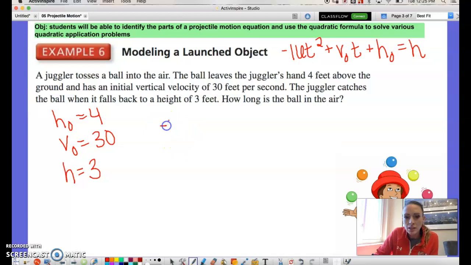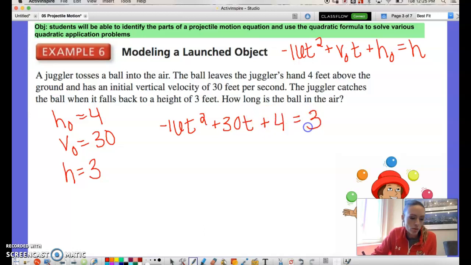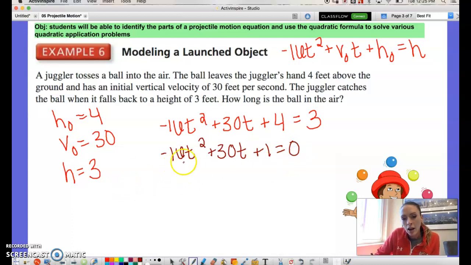Then we just plug this in: negative 16t squared plus 30t plus 4 equals 3. Now we want to use the quadratic formula because I don't want to factor this. You can always try to do that first if you'd like to, but the quadratic formula works just as easy. We'll subtract the 3 over here, so it'll give us a plus 1. We need to have it in ax squared plus bx plus c in order to put it in our quadratic formula.